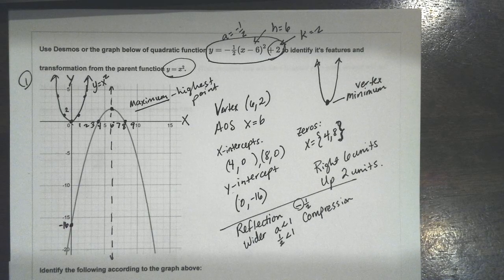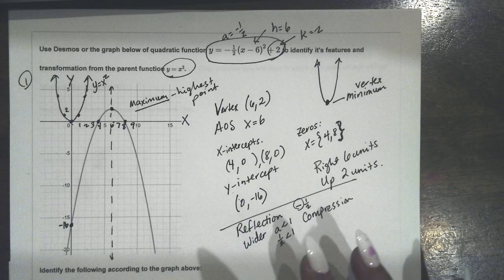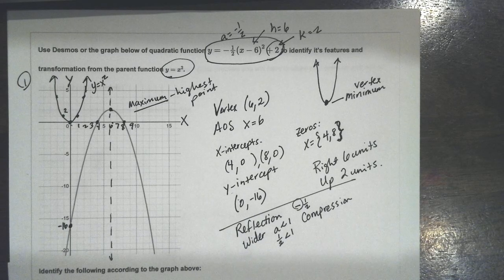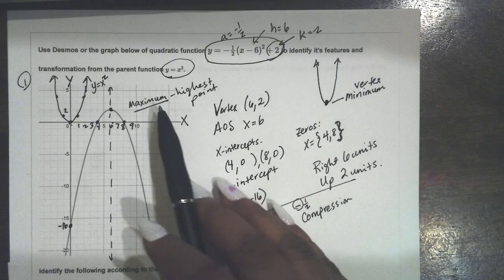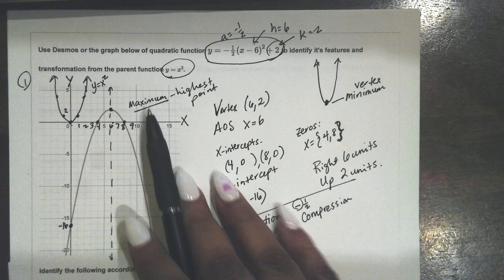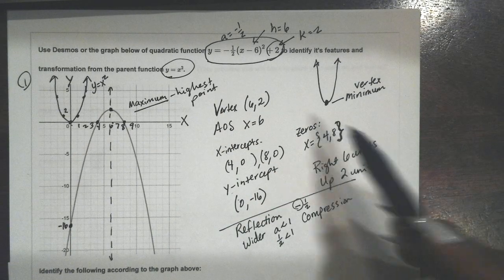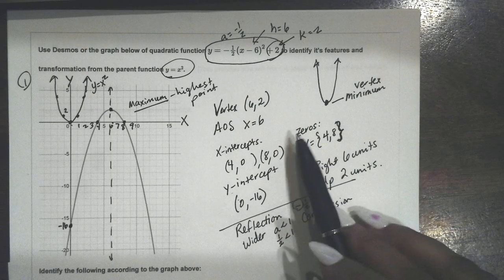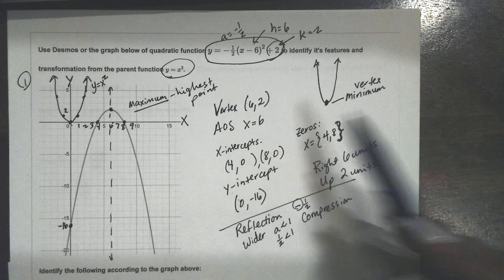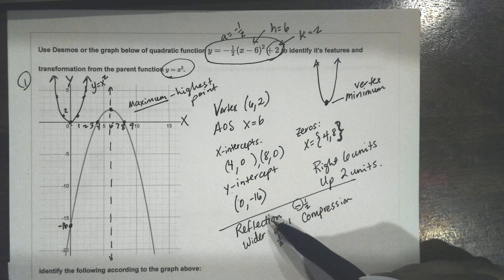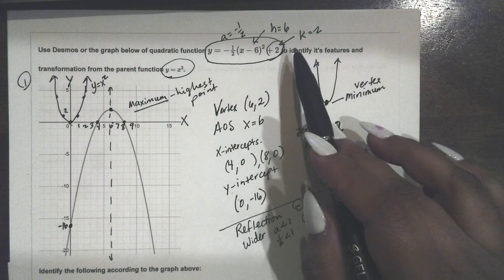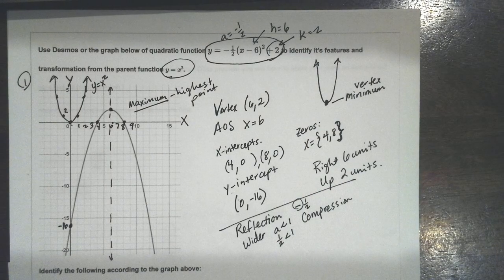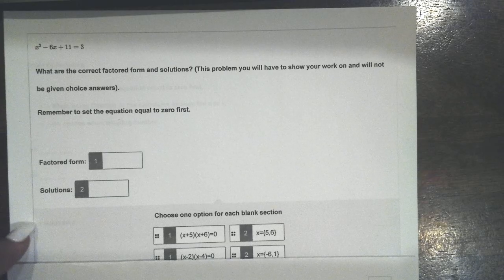All right, so that's all I'm looking for in number 1 from you, is to identify its features. These features here, make sure you know the difference between minimum and maximum, and that the zeros are the same thing as your x-intercepts. And please know the reflection, left, right, and upward movement given your equation. All right, let's go ahead and look at number 2.